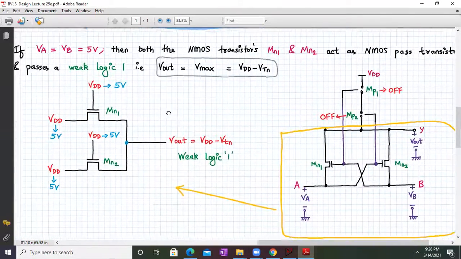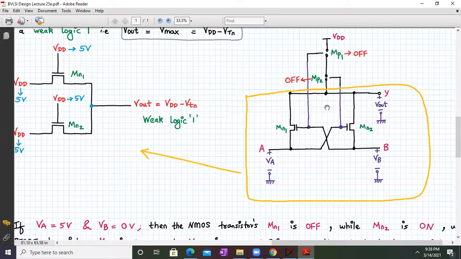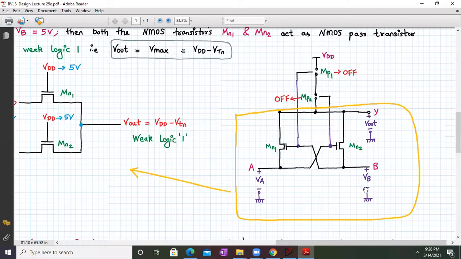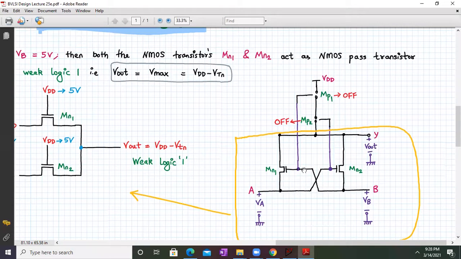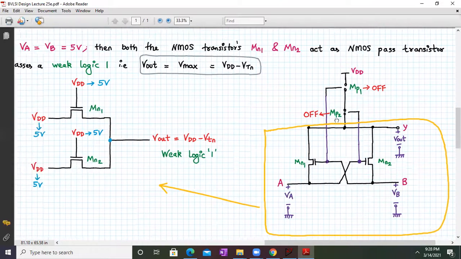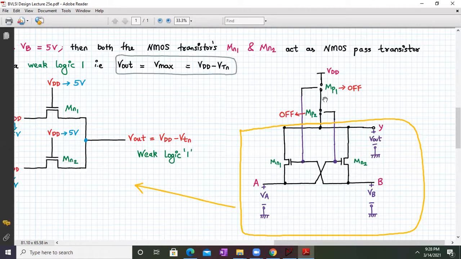In the next case, when we have VA and VB as 5 volts, the 5 volts given to the gate terminals of both the cross-coupled NMOS transistors MN1 and MN2 turns them on. Simultaneously, the same voltages VA and VB, 5 volts and 5 volts, are given to the gate terminals of MP2 and MP1, turning them off. So your VDD is disconnected from your output because the pull-up network is off.